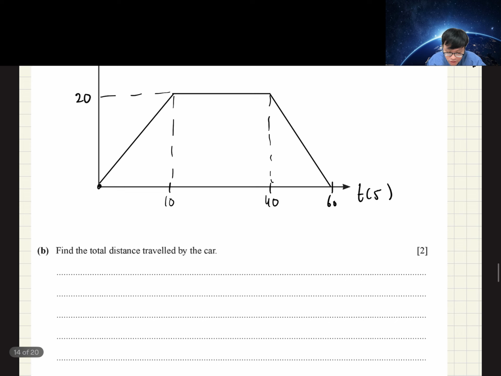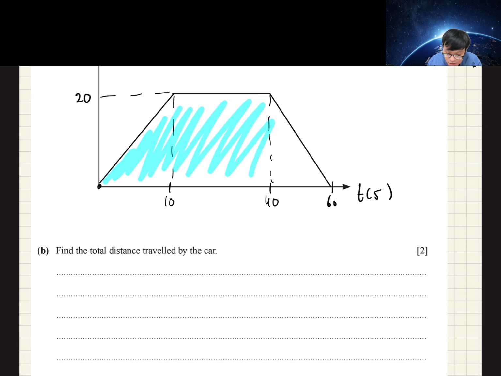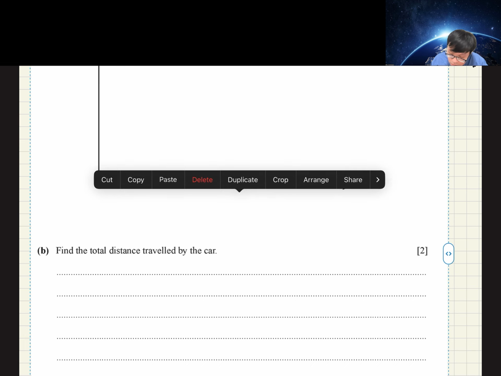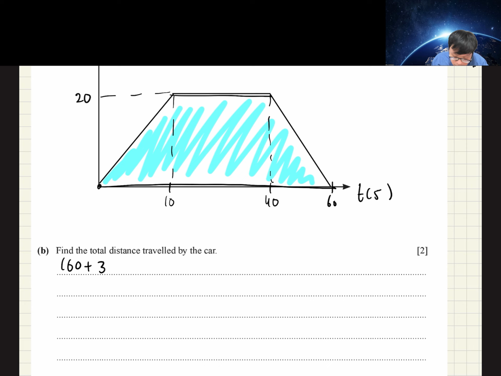So this is the velocity time graph. And next question, find the total distance traveled by the car. You just need to calculate the area under this line or curve. As you can see, it is a trapezium. So just use the formula of trapezium, which is the sum of parallel sides, 60 and 30. So you add them, 60 plus 30, times the height, which is 20, divided by 2. So you get 900 meter. That's the total distance traveled by the car.